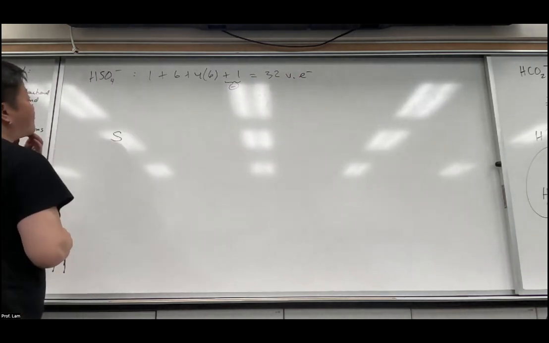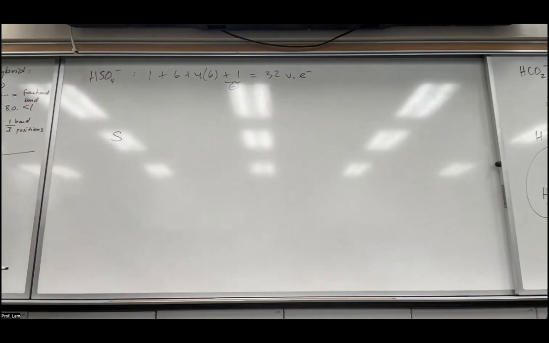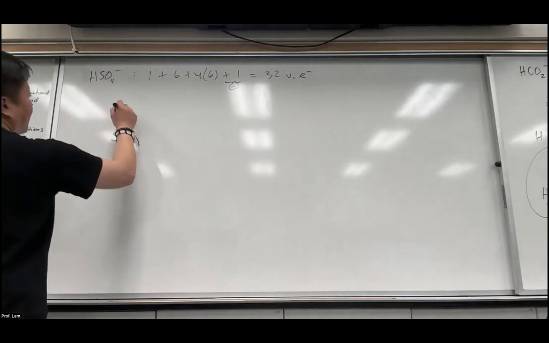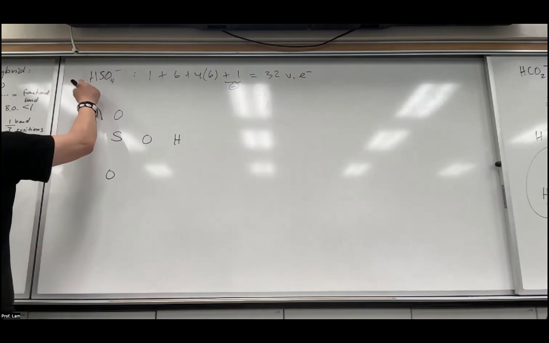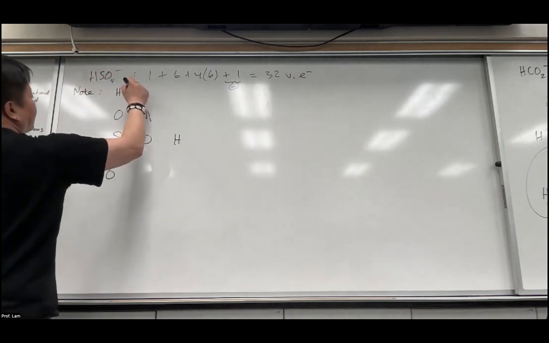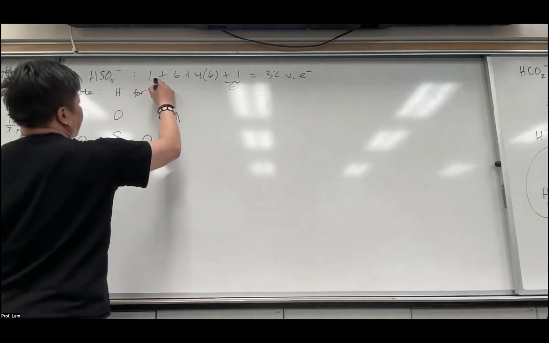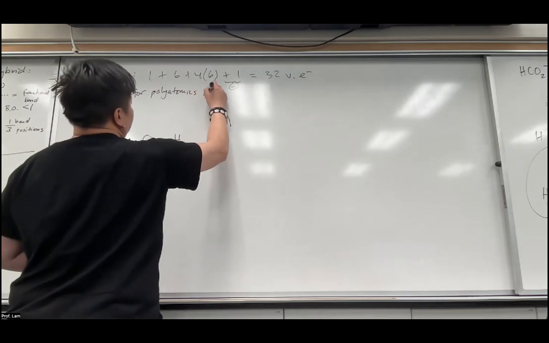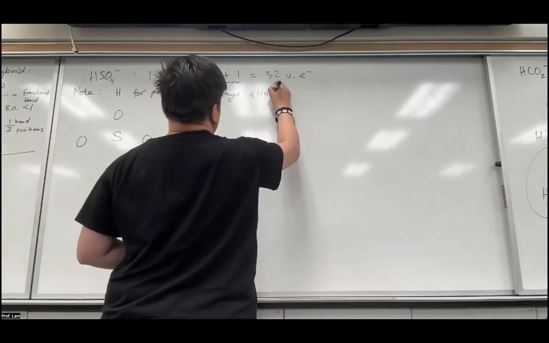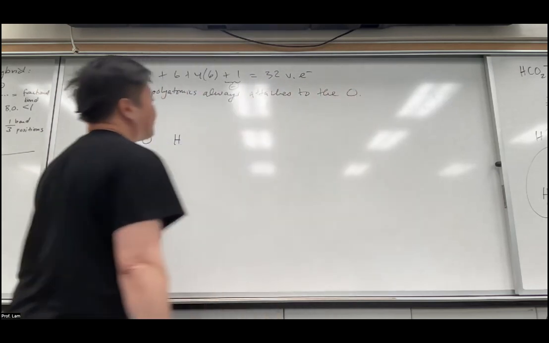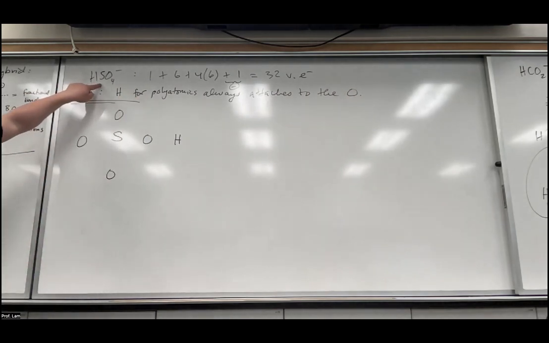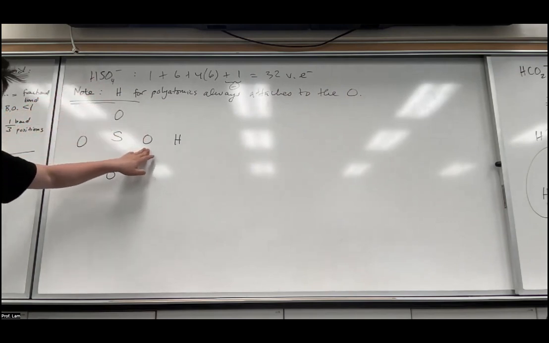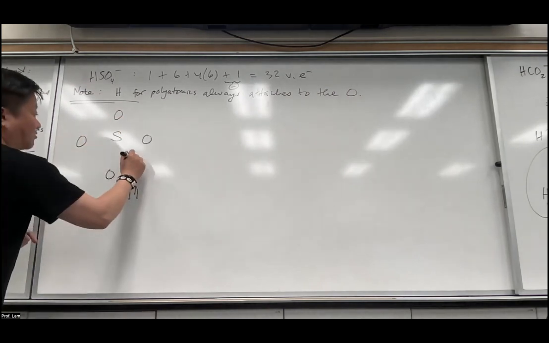Sulfur is your central atom, and you're going to put the oxygens around, and then the hydrogen. Here's a note that you should remember: for the polyatomics, the H always attaches to the oxygen, not the central atom. Very important. Every time you see a polyatomic, that proton in front is always attached to the oxygen. It doesn't matter which oxygen, but do not make it attached to sulfur.